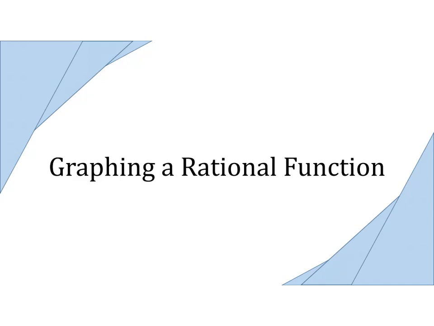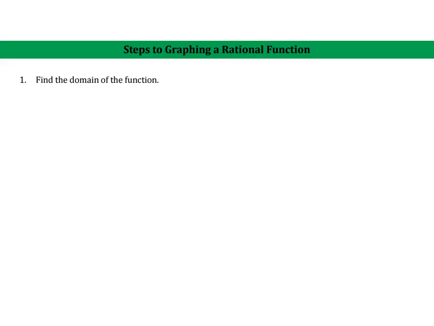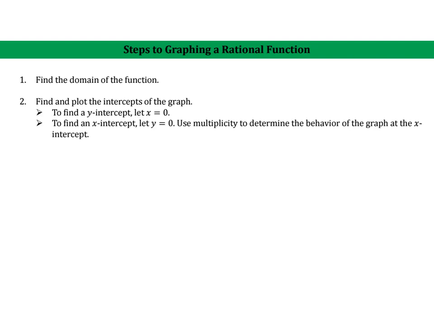Now we will put all of our understanding together and learn how to graph a rational function. So the first thing that we do whenever we are attempting to graph any function is we determine the domain of the function. Then we can find and plot any of the intercepts of the graph. To find a y-intercept, we're going to let x equal 0. And to find an x-intercept, we're going to let y equal 0.